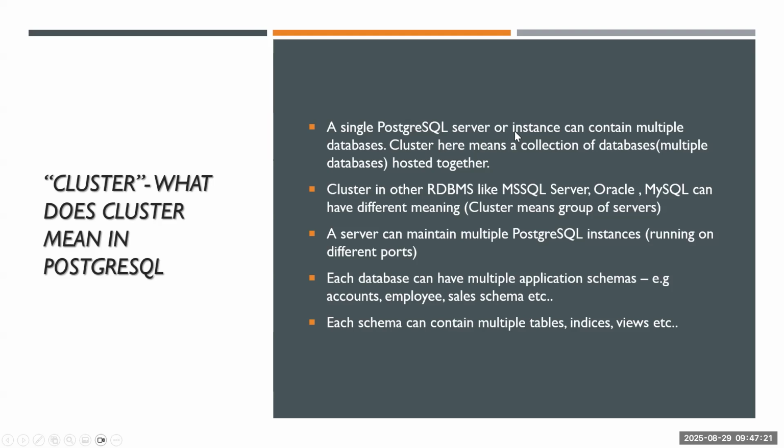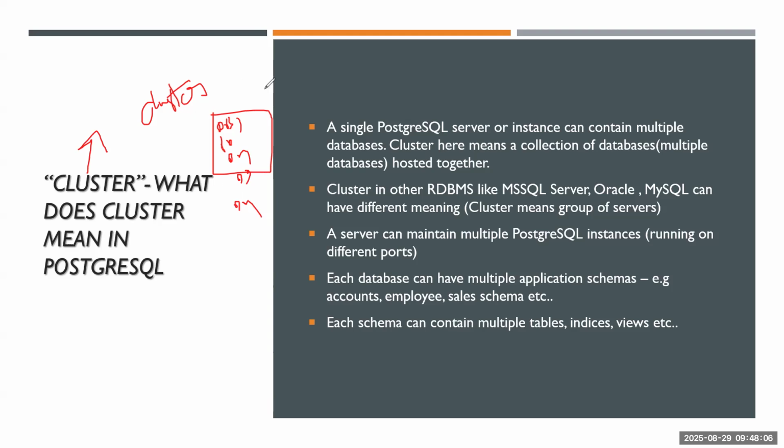A single Postgres server or instance can contain multiple databases. Here you build a cluster first, and this cluster can hold multiple databases like DB1, DB2, DB3, DB4, DB5. One cluster can maintain multiple databases. In general, a cluster is a group of servers, but in Postgres, a cluster is nothing but one instance, which maintains multiple databases.